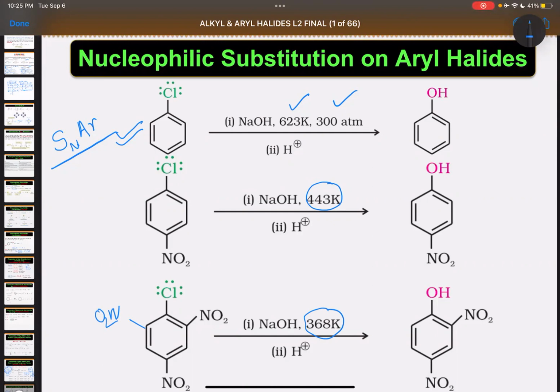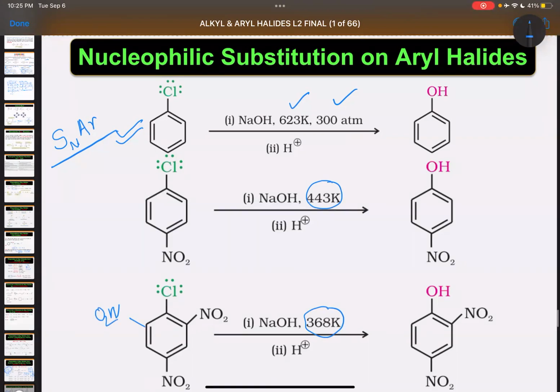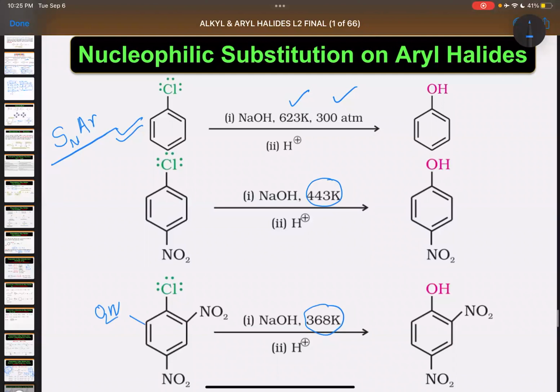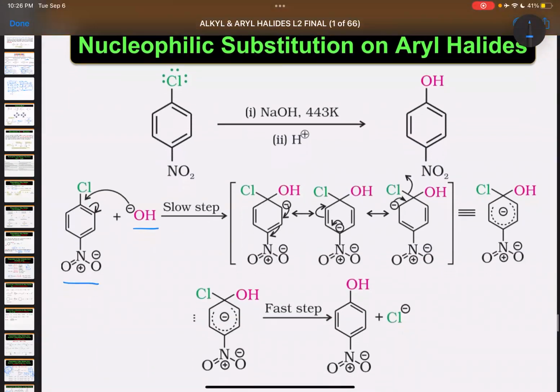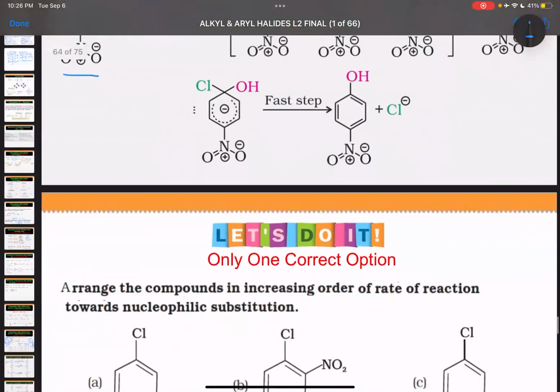Yes, sir. So it happens very, very easily. So what's the mechanism? Look here. Is this clear? Mechanism. This is the bimolecular SNAr mechanism, because the slow step involves two species. So it depends upon the concentration of both. Okay. So this mechanism is clear, right?